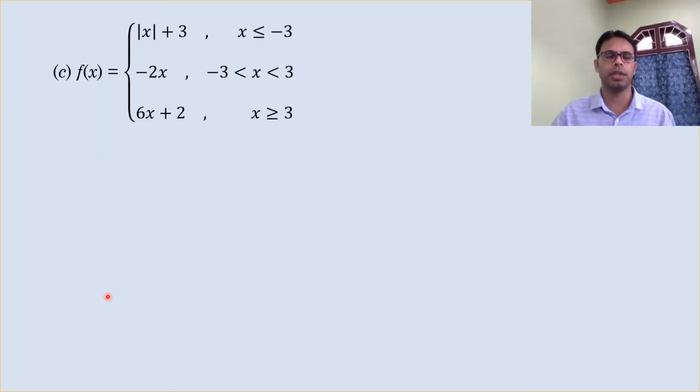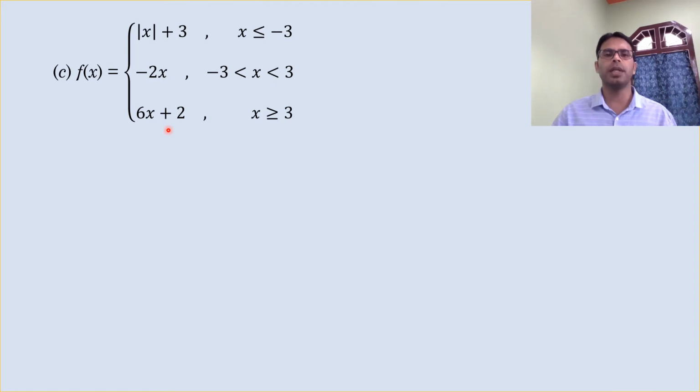It is a question from your book. So f(x) is equal to, this is your function, and here again when x is less than minus 3 the function is minus x plus 3, and that is a polynomial, so continuous. From minus 3 up to 3, f(x) is equal to minus 2x, and that is also a polynomial, so it is continuous. Similarly for x greater than 3 the function f(x) is 6x plus 2, and that is again a polynomial, so it is again a continuous function for all values.